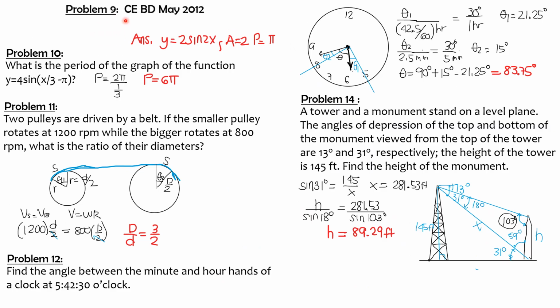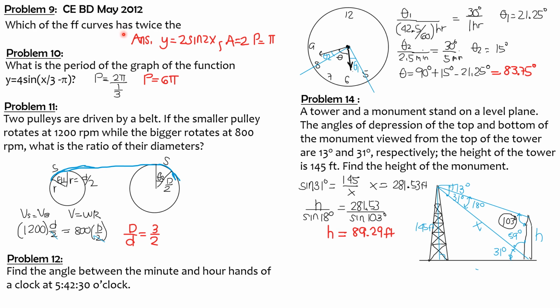Problem 9, this came out in the CE Board exam May 2012. Which of the following curves has twice the amplitude but half the period than y equals sine x? Remember that for y equals sine x, the amplitude is 1 and the period is 2 pi.